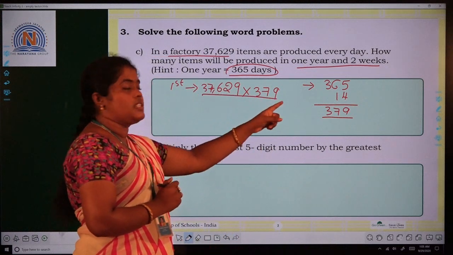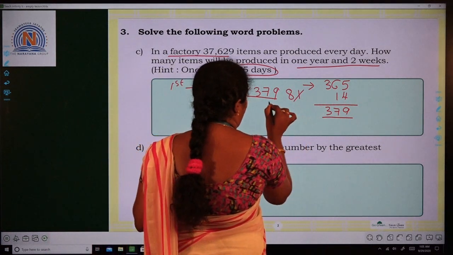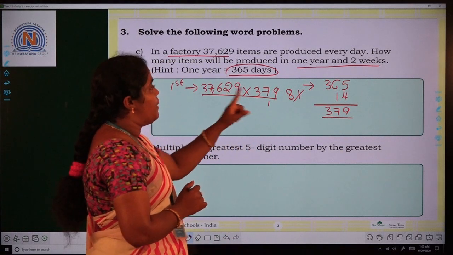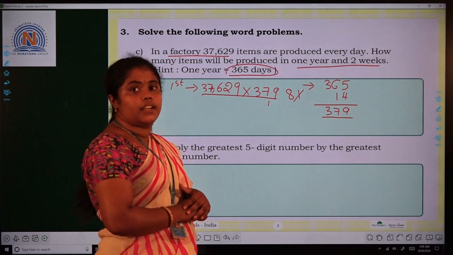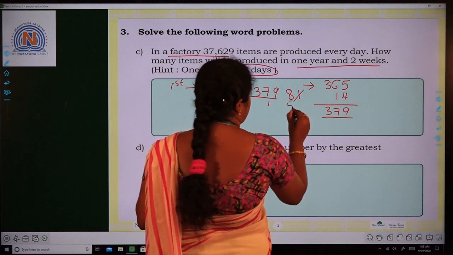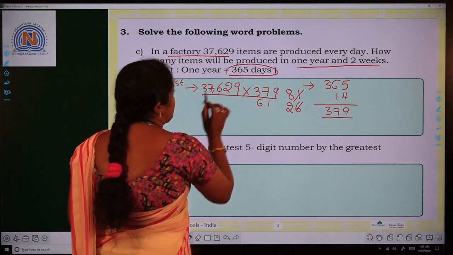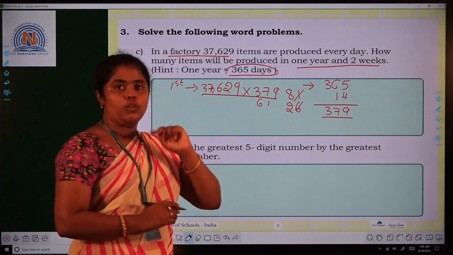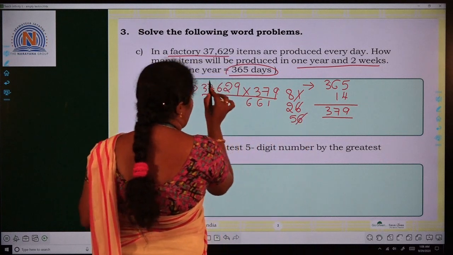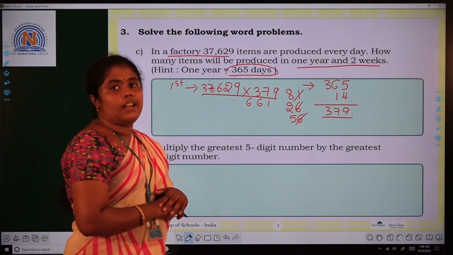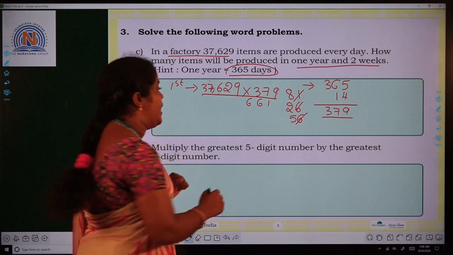Start with ones place onwards. 9 nines, 81. 1 we have to write down and 8 is carried to the next place. Next 9 twos, 18, and 18 plus 8, 26. 6 we write down, 2 is carried to the next place. 9 sixes, 54, 54 plus 2, the answer is 56. 6 we write down, 5 is carried. 9 sevens, 63, and 63 plus 5, 68.